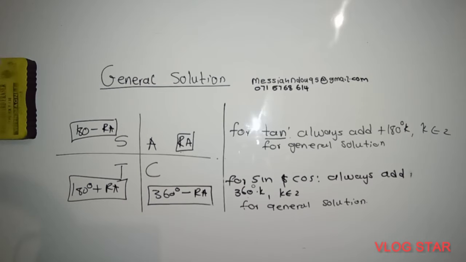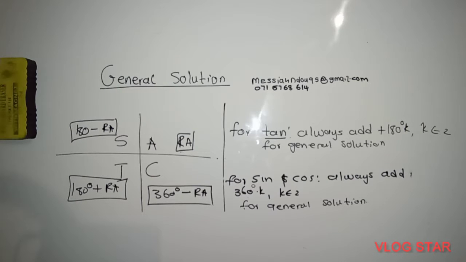But what is it that we must have on the table before we solve the general solution? We must have the reference angle, the RA, on my Cartesian plane on my left-hand side. You can see the Cartesian plane having the RA denoted there. So if you are given an equation, you have to solve the reference angle first. Then after that, you find the general solution.